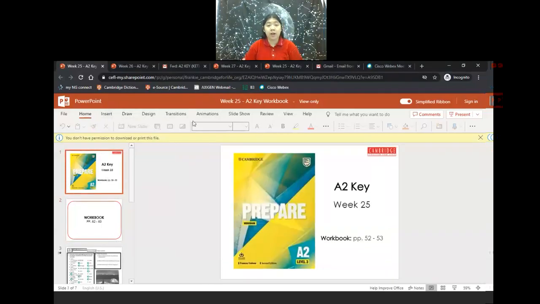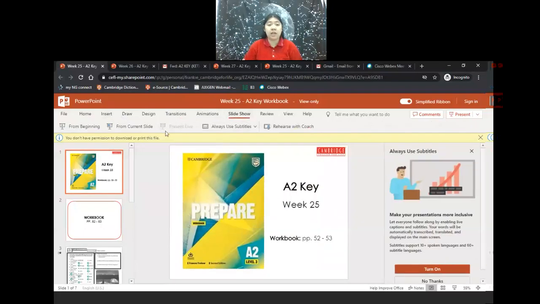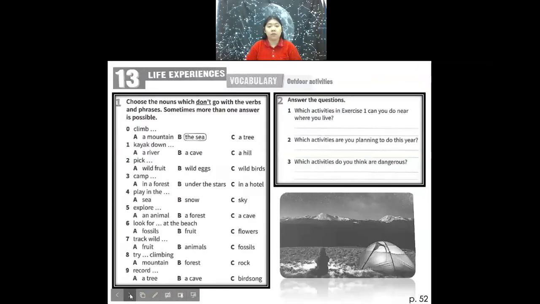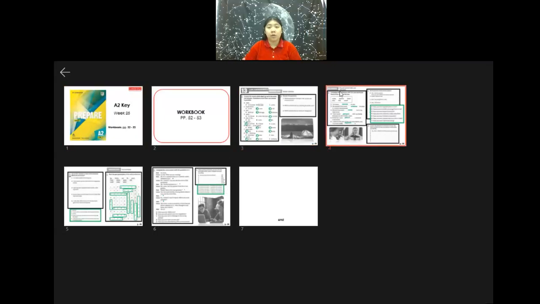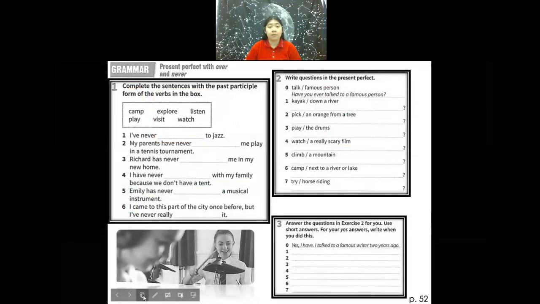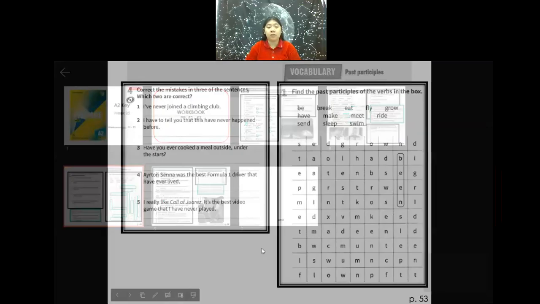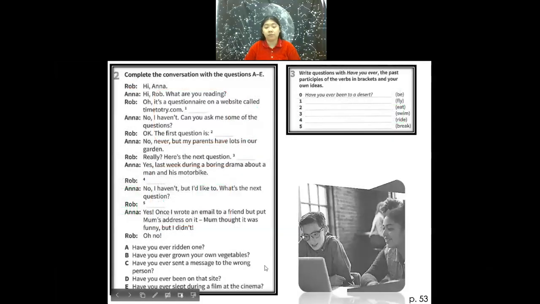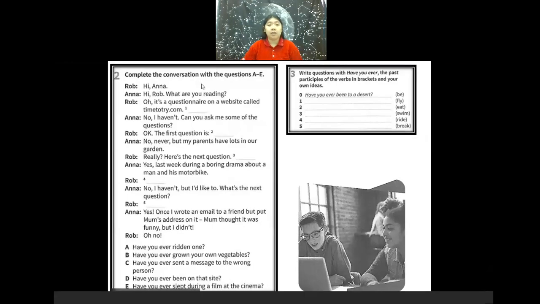The first part, pages 52 and 53, is from week 25 material. So if you are using the email ones, they are from week 25. They look like this one here, and this one here, and this one, and this one. Right, these are pages 52 to 53. That's for part 1. And then part 2 is in another slide.